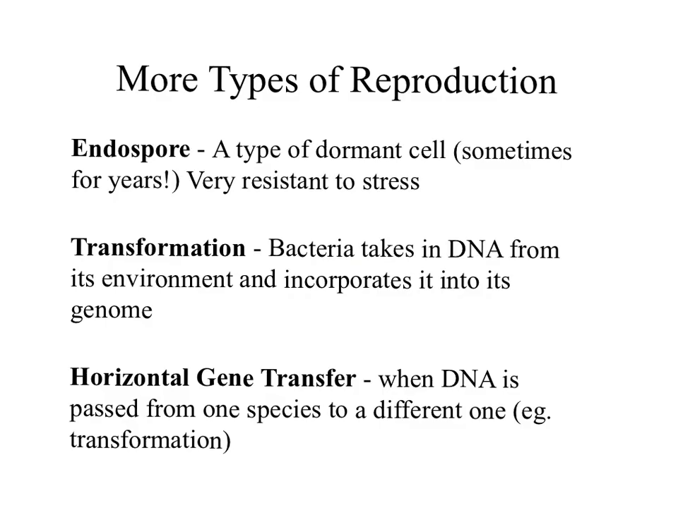Here's the thing. Just like with shapes of bacteria, there's also tons of different types of reproduction. We talked about binary fission and conjugation, but there's also something called an endospore, which is where the bacteria create dormant cells that can stay dormant for years and years and years, which are very resistant to environmental stress. There's also something called transformation, which is where bacteria take in DNA from the environment and incorporate it into its own genetic information. So it's basically bacteria transforming itself.